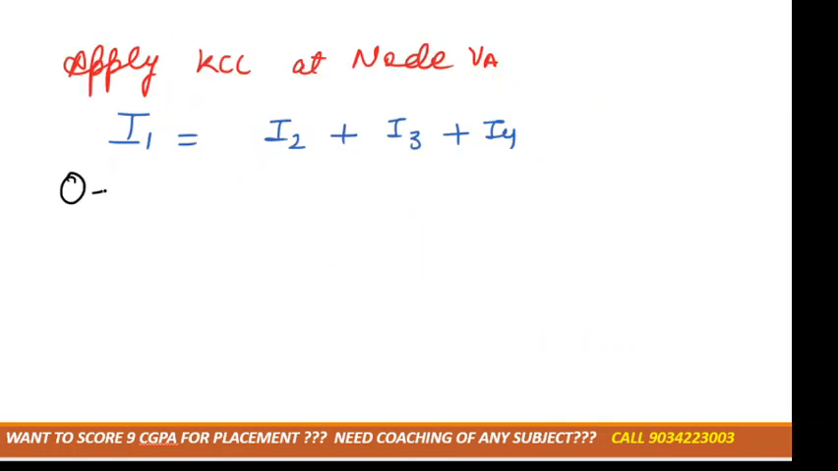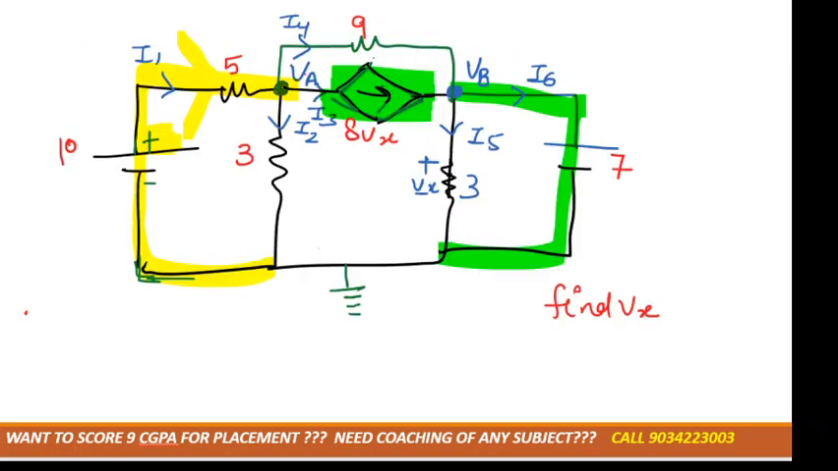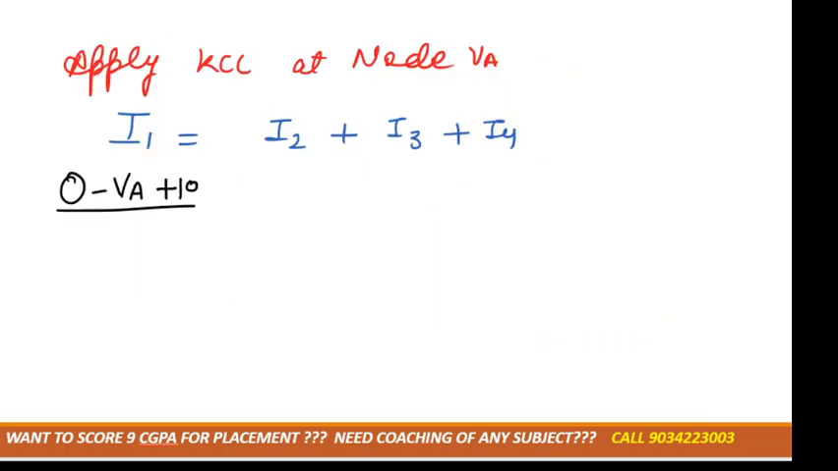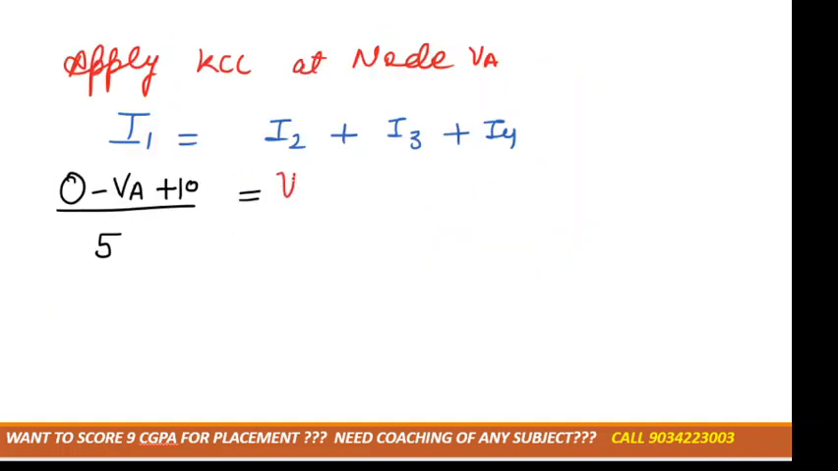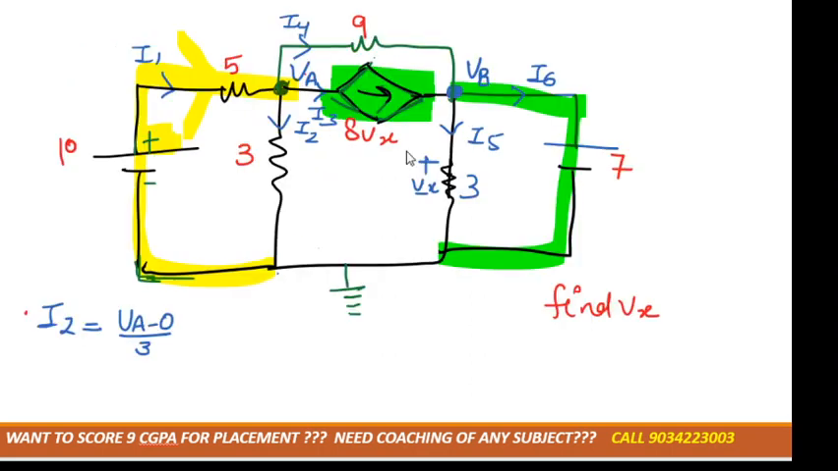So we can write 0 minus VA, and we take the second sign of the battery, that is positive, divided by the resistance. How much is the resistance? 5 ohm, correct? Now next is I2. As you can see, I2 is moving from VA to 0, so we can write VA minus 0 divided by 3. So I2 is VA minus 0 divided by 3, plus I3.